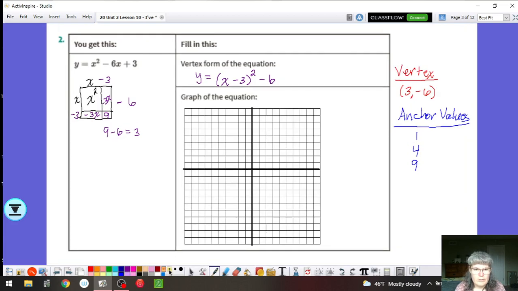I start with my vertex, 3, negative 6, 1, 2, 3, 4, 5, 6. And then on either side of that vertex, I plot my anchor values. So when I go left or right 1 unit, I'm going to go up 1 unit. If I go left or right of my vertex 2 units, I go up 4 units. If I go left or right of my vertex 3 units, I go up 9 units, and then we can draw our parabola.